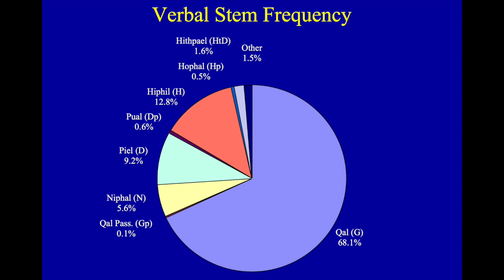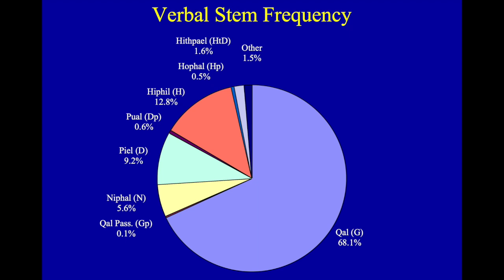The nifal, which we learned last session, is about 5.6%. Let's round that up: about 6% of verbs are in the nifal. The Piel, which we'll be talking about today, is almost 10% of verbs in the Bible. And the Pual is less than 1%. That's the reflexive or passive form of the Piel. So just to say, the Pual is not very common.